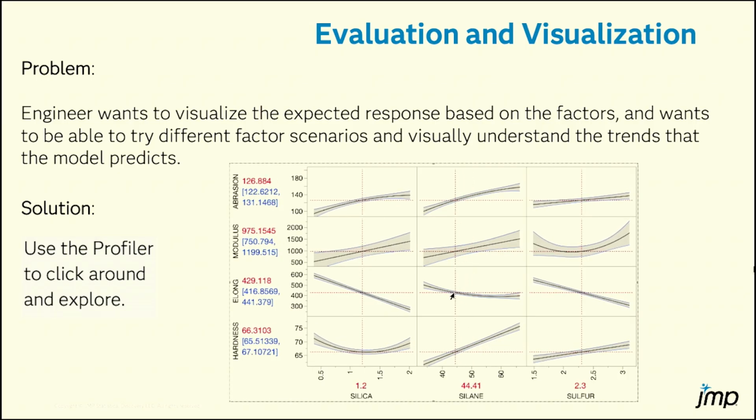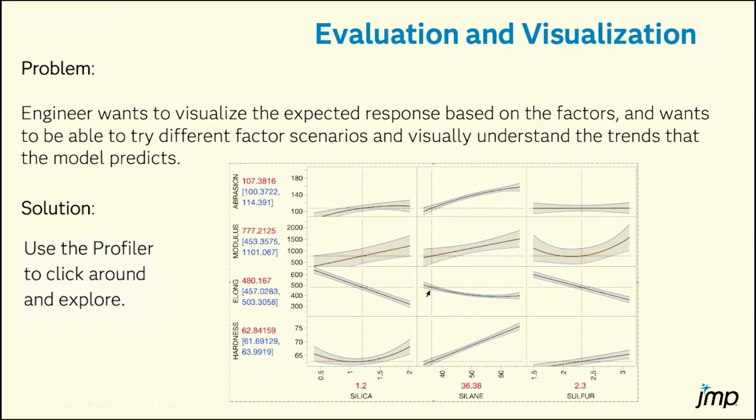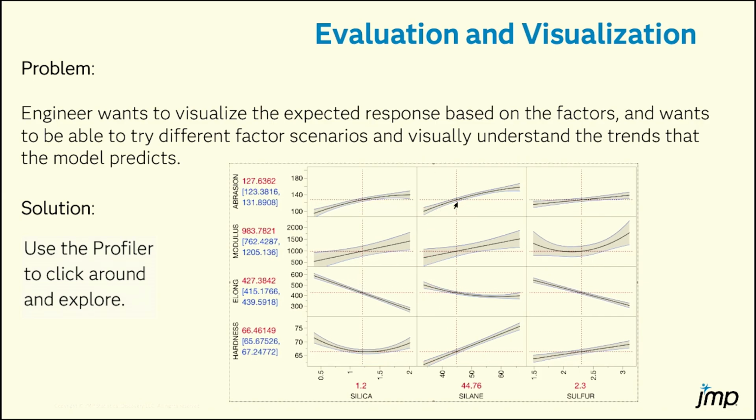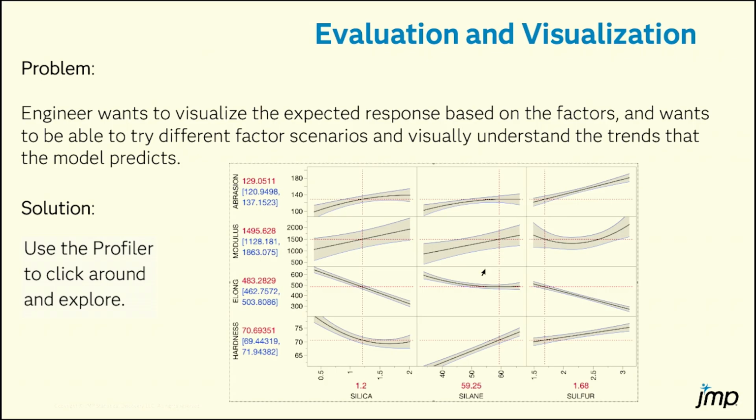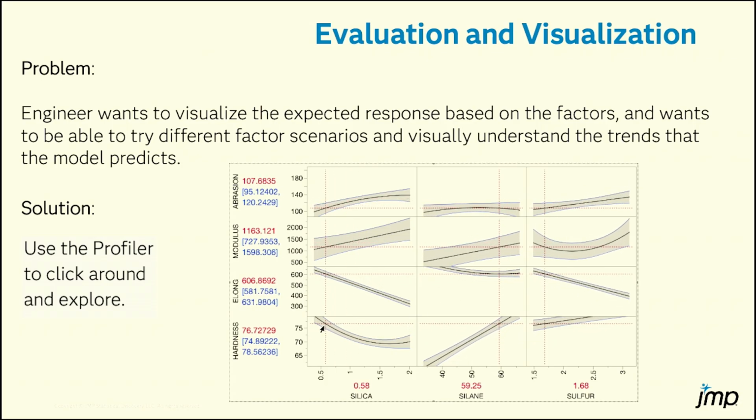So here we have the 4 responses for this example and the 3 factors, and I'm just clicking and dragging in order to explore that space. So you can see everything's connected. I can see how all 4 responses update as I change what my factor settings are. So I can do this by clicking and dragging. I can also do this by clicking here and entering the value I want. But it's a really great tool for just understanding what are the predictions. What does that space look like?